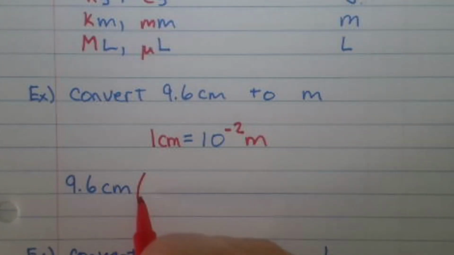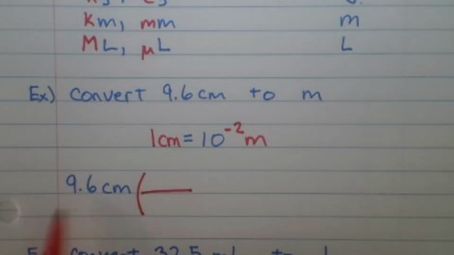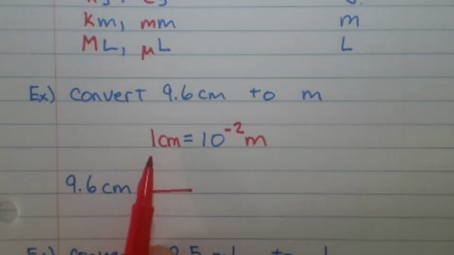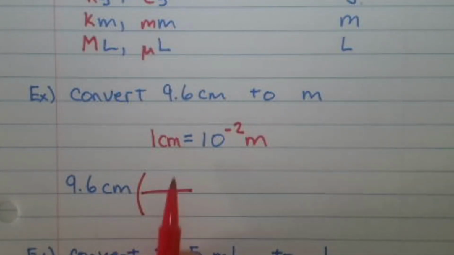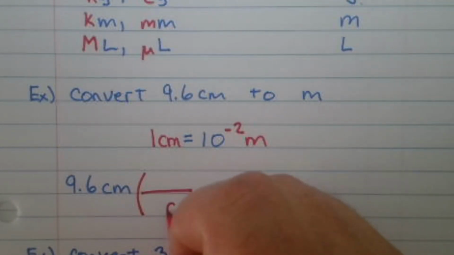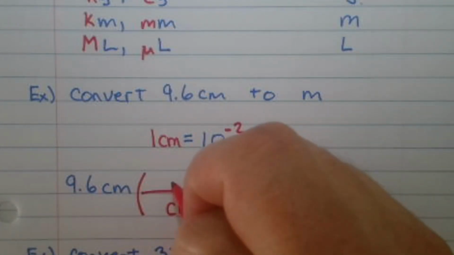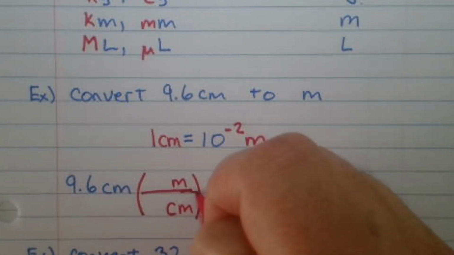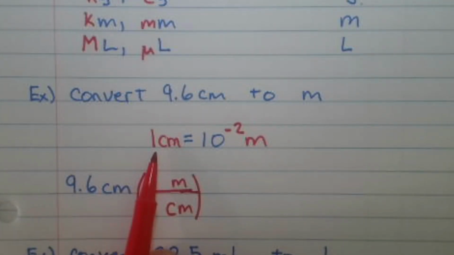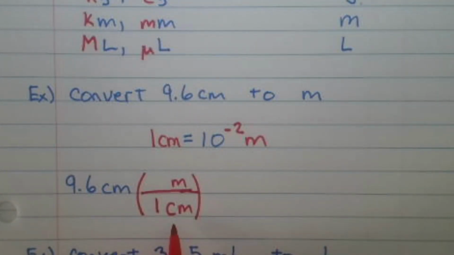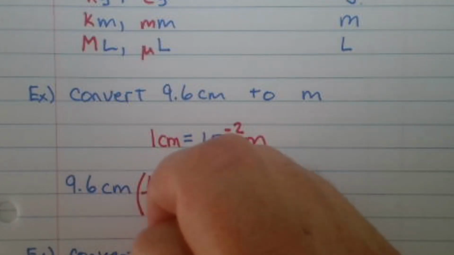When you're doing dimensional analysis, your first step is to write what's given, 9.6 centimeters. Second step is to set up conversion factors. Here's our conversion factor: 1 centimeter is equal to 10 to the negative 2 meters. We arrange the conversion factor so our unit will cancel. What's the number that is associated with centimeters? It's 1. 1 centimeter is equal to 10 to the negative 2 meters.